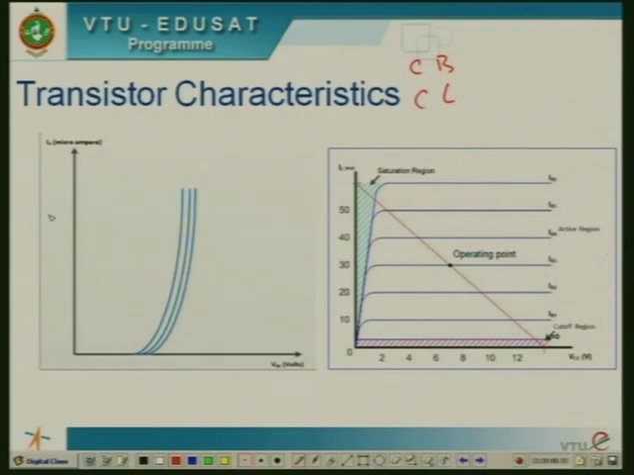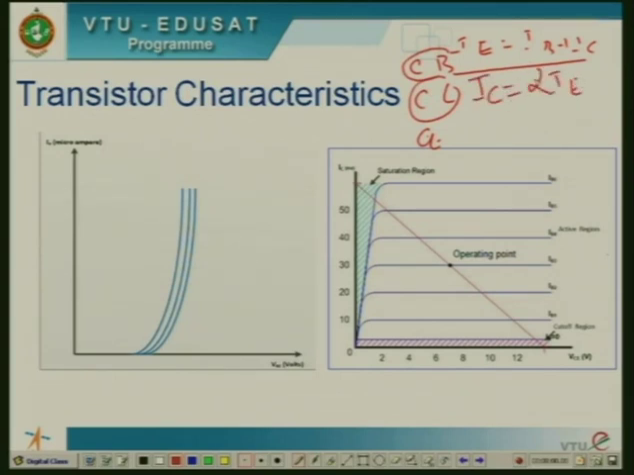Before discussing the transistor characteristics, what is the relationship between the currents? Already we know that IE is equal to IB plus IC. Then what is the relationship between the common base, common collector and common emitter current gains? In a common base configuration, the output current IC is equal to alpha times IE. Alpha is the ratio of the majority charge carriers in the collector junction to the majority charge carriers in the emitter junction. Hence, we can define alpha as IC by IE, the current gain of a transistor in common base configuration.